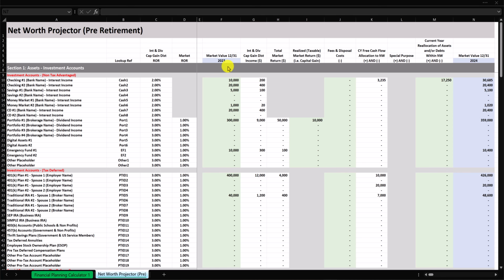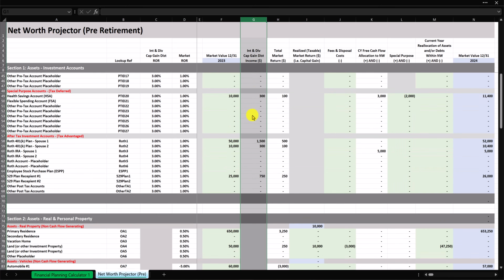Okay, now that we have the net worth established based on the market values at 12/31/2023 in this example, the next step is to calculate the interest and dividend and capital gain distribution income related to each of these different kinds of accounts. And that calculation is going to be whatever rate of return we specify for that particular account multiplied by the balance at the end of last year or the beginning of this year. So that is going to apply to everything in this column right here that we have not grayed out.